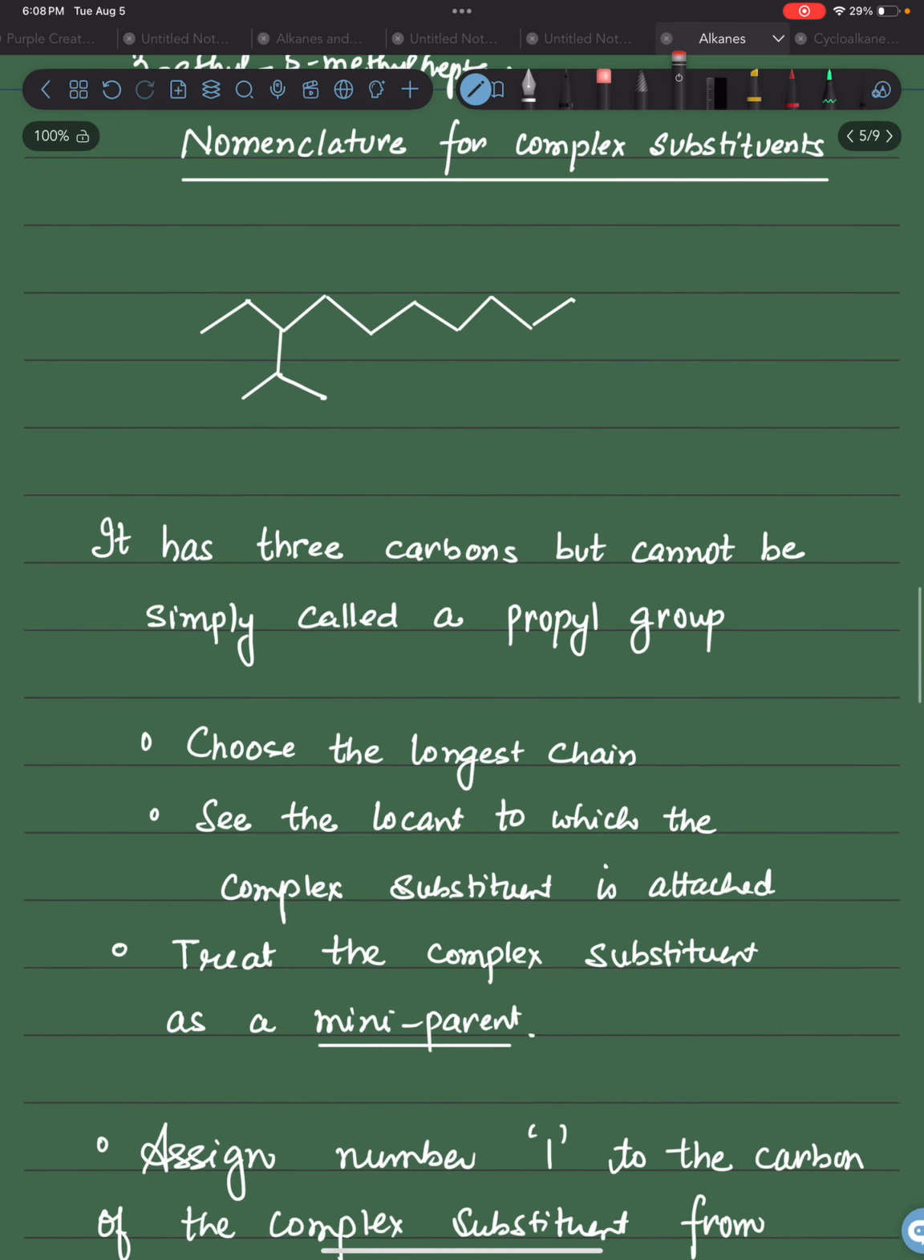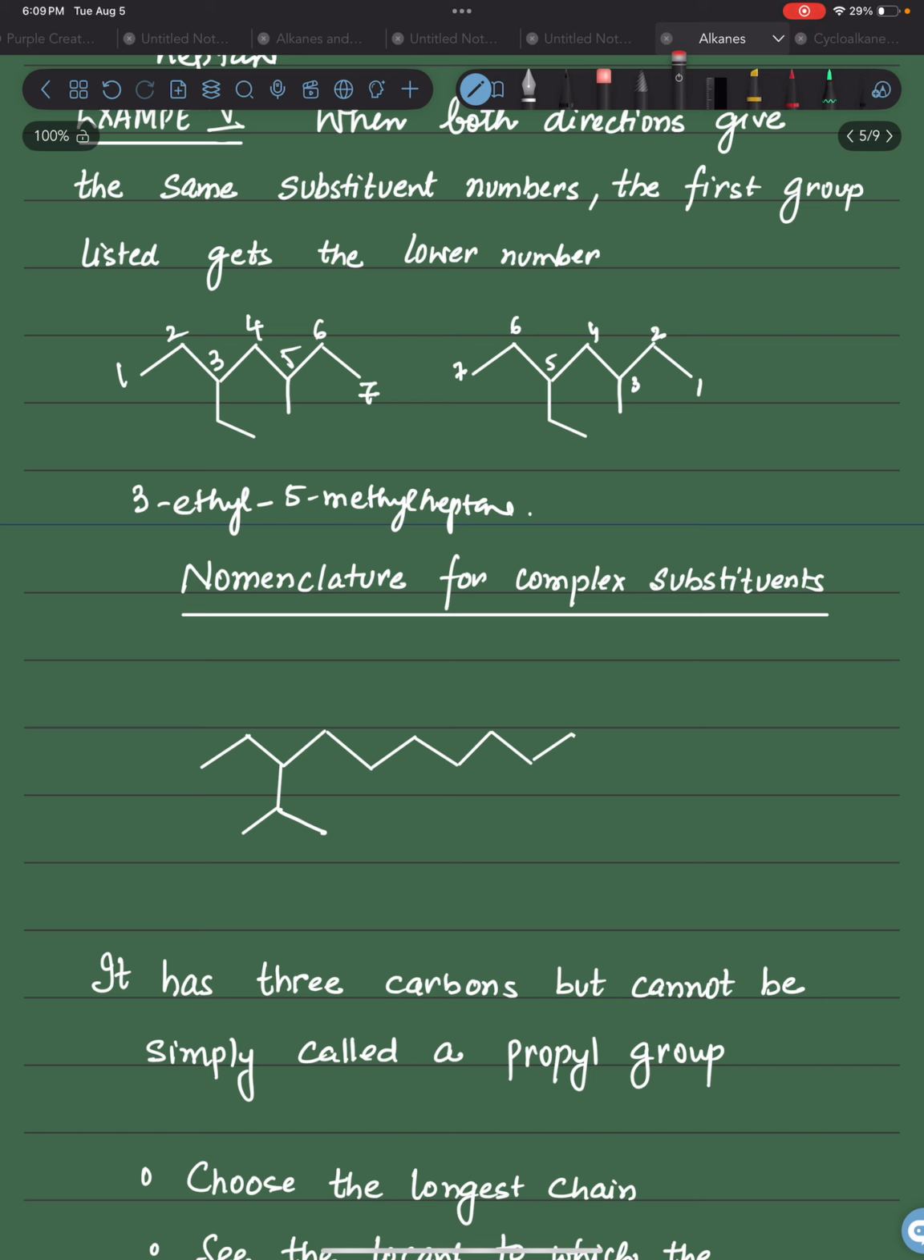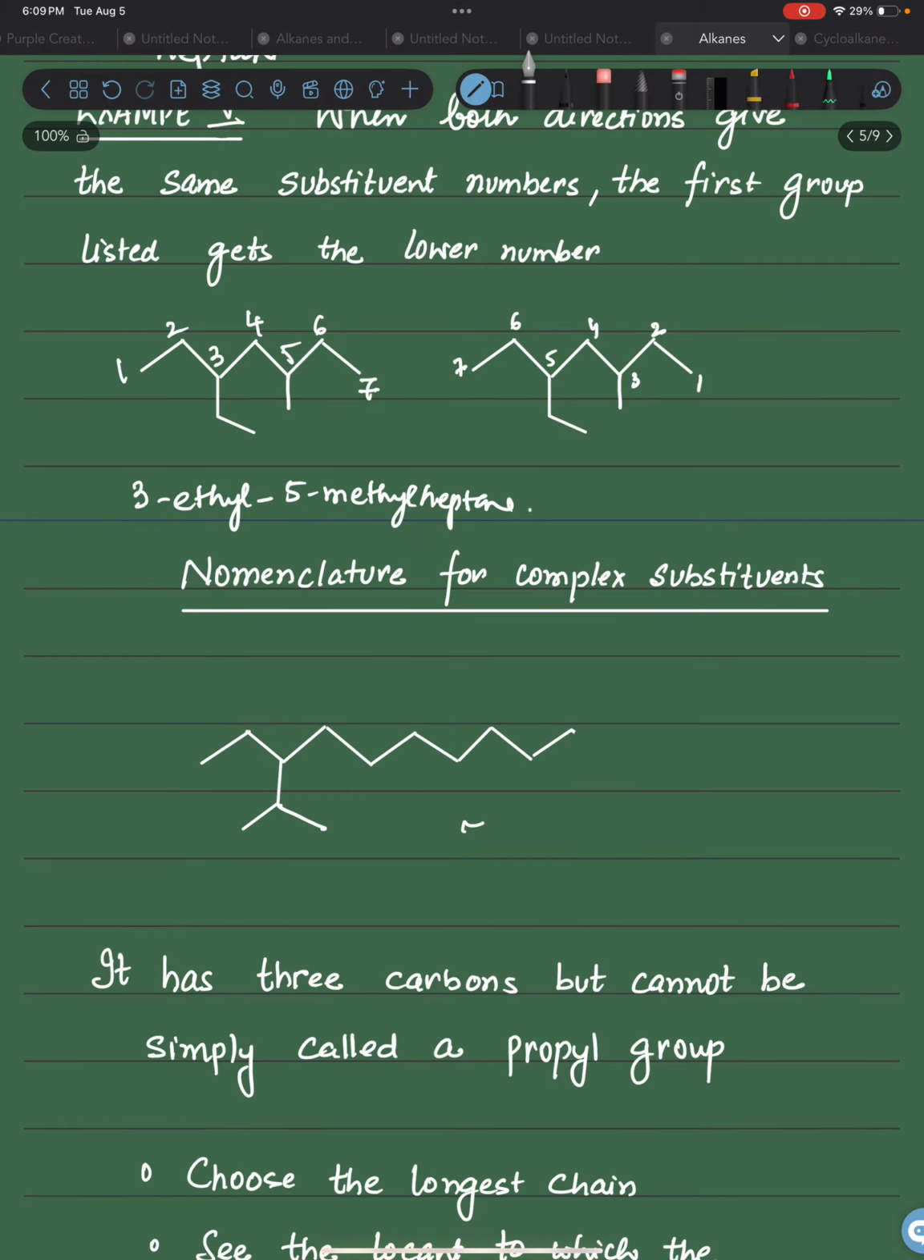Suppose, just as an example, we number it 1, 2, 3, 4, 5, 6, 7, 8, 9, 10. So this is a decane. At the third carbon, you have the substituent, right? So this is 3-something decane. When you have a complex substituent, you write it in parentheses or brackets. So this would be 3, then the substituent in brackets or parentheses, and then decane.